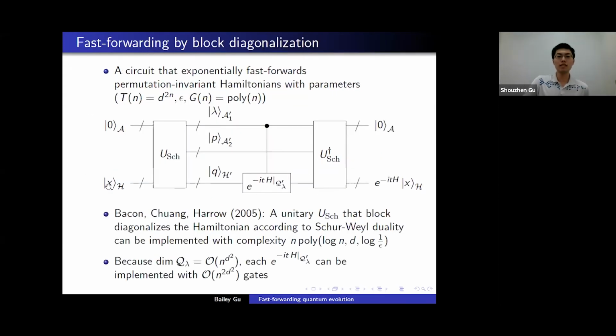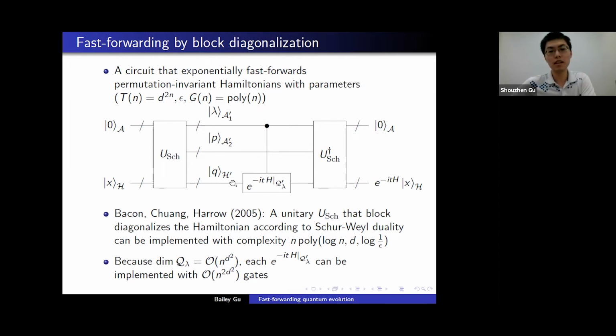Okay, and this is the circuit that we use to do the simulation. Bacon, Chuang, and Harrow introduced a Schur transform unitary. What the Schur transform unitary does is basically break down the Hilbert space according to the Schur-Weil duality that we just talked about. So we start with a state x in the computational basis. Then when we apply this unitary, it's going to be a sum of lambda, p, and q, where lambda is a block label, p is the symmetric group representation, and q is the unitary group representation. So basically exactly according to that decomposition that we talked about.